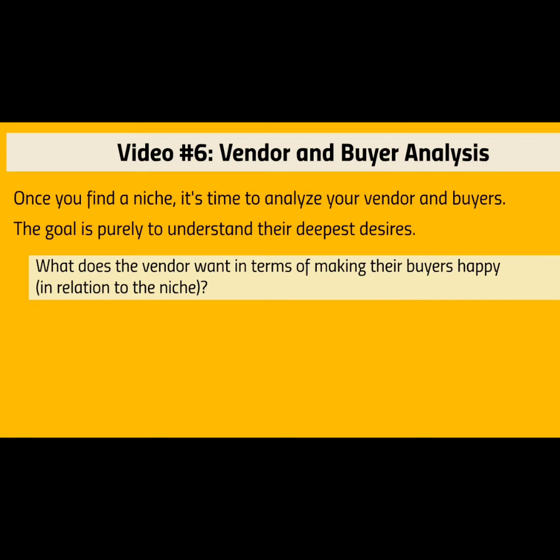So the first question is, what does the vendor want in terms of why and what they want to do, how they want to do it, as far as making their buyers happy? In other words, when a vendor sees something, they either think, well, this is something that my buyers definitely don't want, or this is something that my buyers really, really want, and I want to make a deal with another vendor and make a special deal for my buyers.